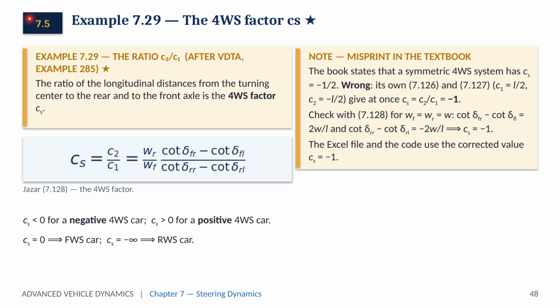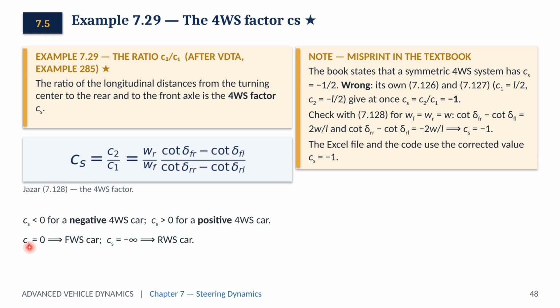Example 729 defines the 4WS factor CS as the ratio of C2 to C1, the distance from the turning center to the rear axle over the distance to the front axle. Reading it, CS negative means a negative 4WS car, CS positive a positive one. CS equal to 0 is a front-steered car, and CS tending to minus infinity is a rear-steered car.